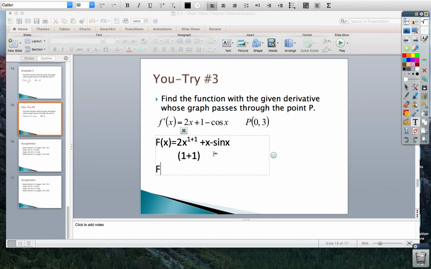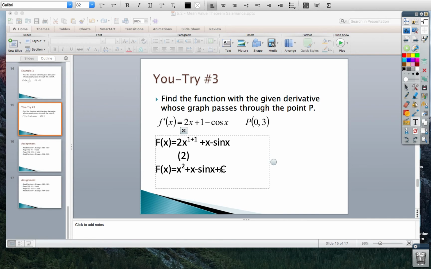Final answer would read f of x equals, notice this becomes 2, and therefore we can cancel it out with this 2 and this 2, and we're left with x squared plus x minus sine of x. And keep in mind, if I'm not sure, I could take the derivative of each one and we'll find out it's the same exact thing as our f prime. And then of course plus c.